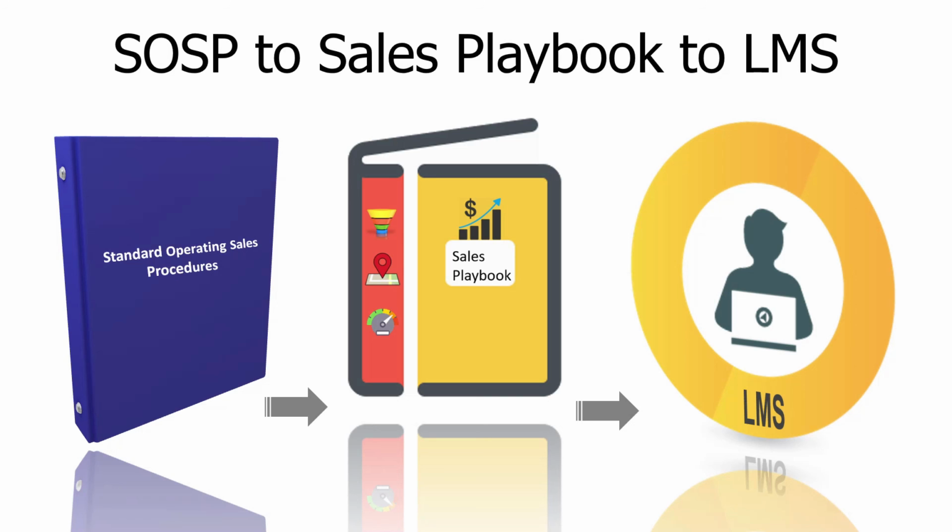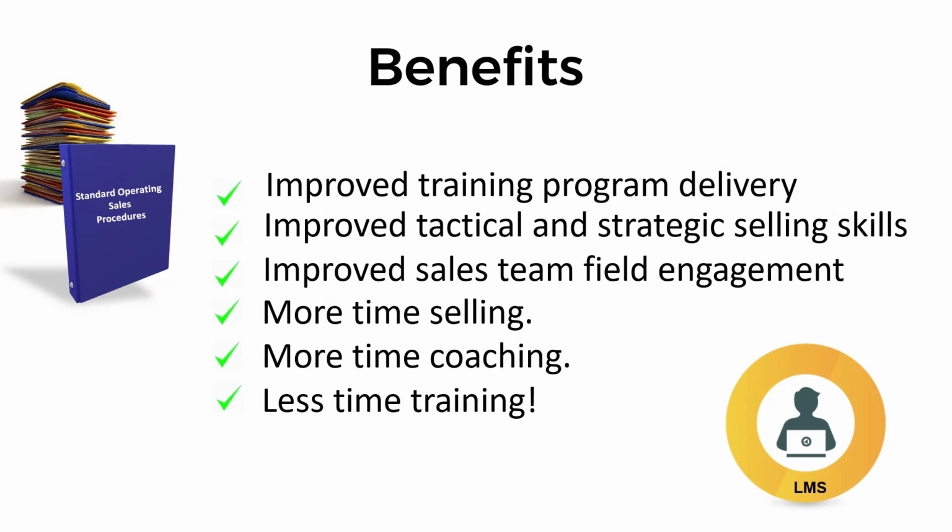So in this session, I've reviewed the key elements of our sales playbook development program. The biggest benefits from this program are improved training program delivery. It's more effective and more efficient to have this all put on a learning management system. We want to improve tactical and strategic selling skills. Remember, your team has gone through all 6 courses and 60 hours of e-learning, plus the time that they've spent on the live online workshops, integrating the material into their current sales playbooks. We've improved sales team field engagement in the whole process, of course, by including the entire sales team as part of the process. There's more time selling, there's more time coaching, and there's less time training.